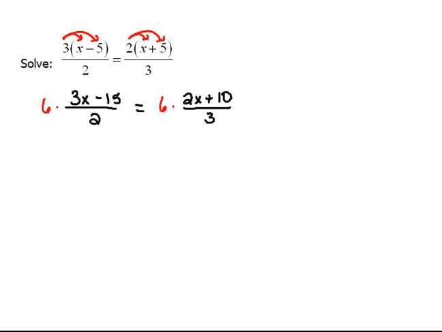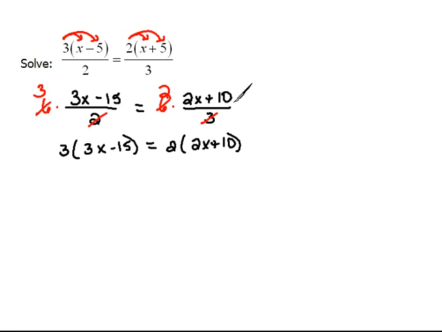So if we multiply both sides by 6, let's look at the left-hand side first. 2 goes into 6 3 times. So what we have is 3 times (3x minus 15). On the right-hand side, 3 will go into 6 2 times. So we now have 2 times (2x plus 10).